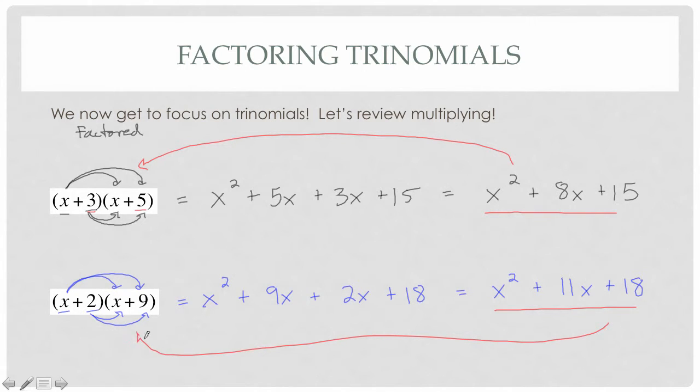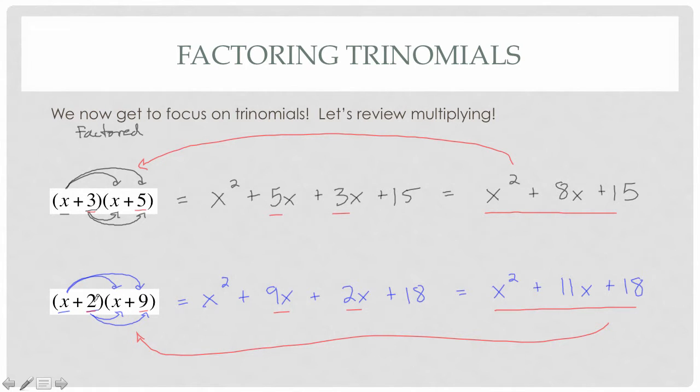Now let's compare with what we started. 18 came from the 2 times 9, but the 11 came from the 2 plus 9. 9x plus 2x right there. The same on the 8 and the 8x. 5x plus 3x right there. So it looks like whatever my factored form is really related to the numbers that I originally had.